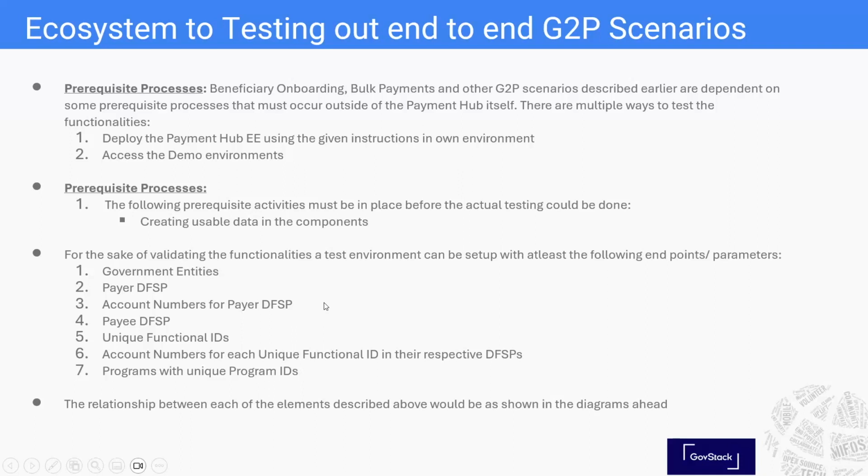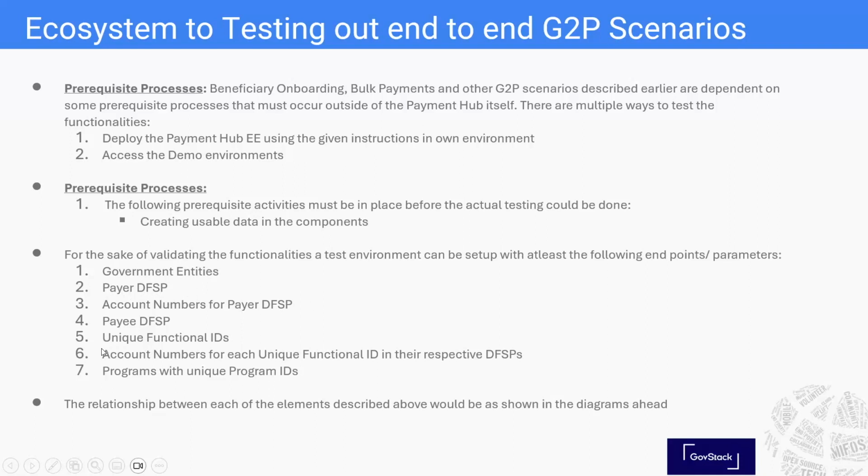So for the sake of validating these functional tests, in this mock setup we would set up some government entities, and I'll show you ahead how we do that. We have some payer DFSPs, and we allot some account numbers to those payer DFSPs. Again, just to emphasize, we're talking about a demo scenario, how to set that up and check.